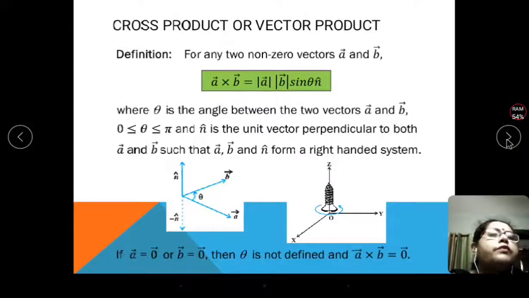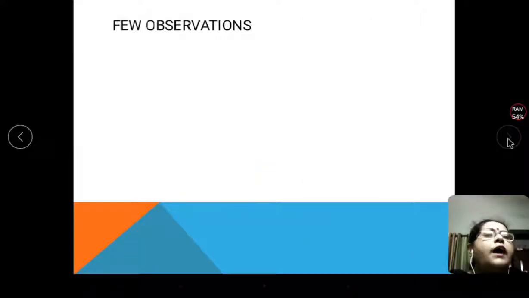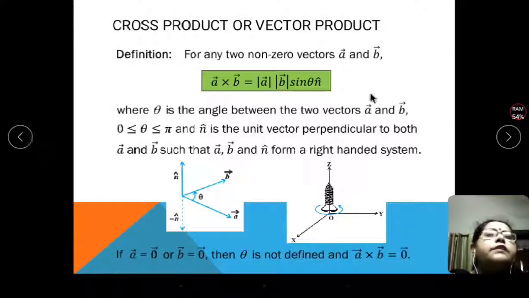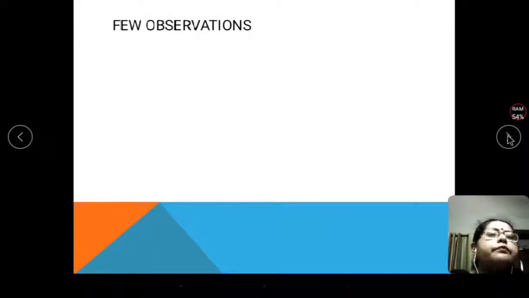Okay, so now we will take a few observations on this definition of vector product. And the first one is the very obvious one, that A cross B, or the cross product or the vector product, is a vector quantity. And I think that is very much clear from our definition, because the definition here in the right hand side includes this unit vector. So of course A cross B is a vector quantity.